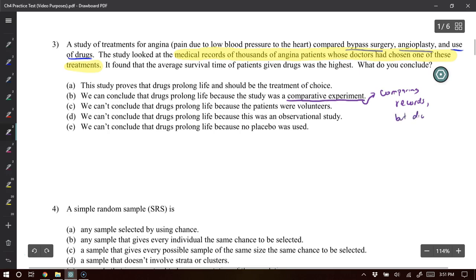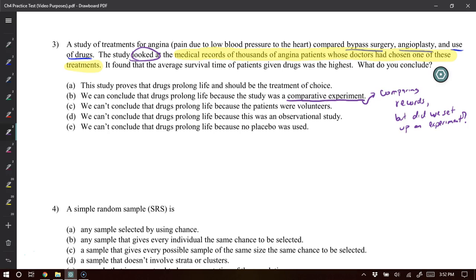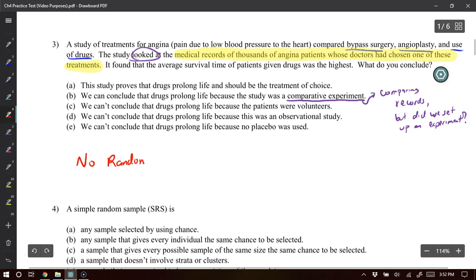But did we set up an experiment? So if I take a look at this, was there an experiment? And no. This person just looked at the records. There was no randomization. The person just grabbed thousands of records and looked at them. So maybe that's crucial to know. There was no randomization on it. So it's not an experiment.